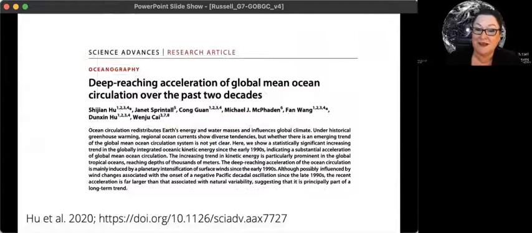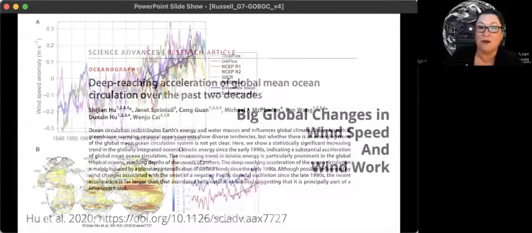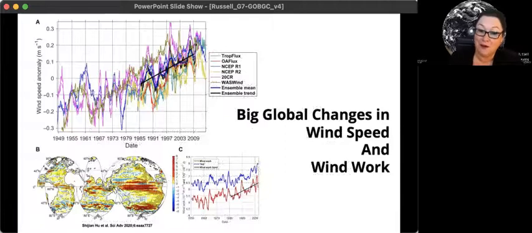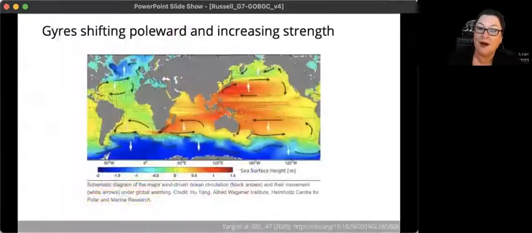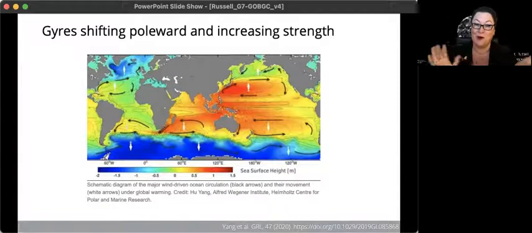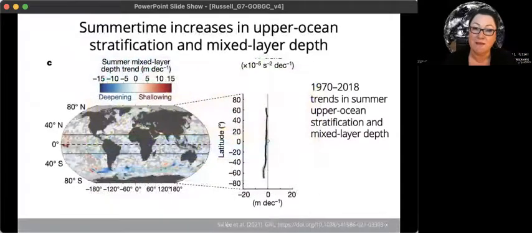We're also seeing things like a deep reaching acceleration of global mean ocean circulation over the past 2 decades. Look at those. These are the big global changes in wind speed and wind work. Wow. And this is causing our gyres, those big bowls of warm water in the ocean, basically shifting poleward and increasing in strength. It's amazing.